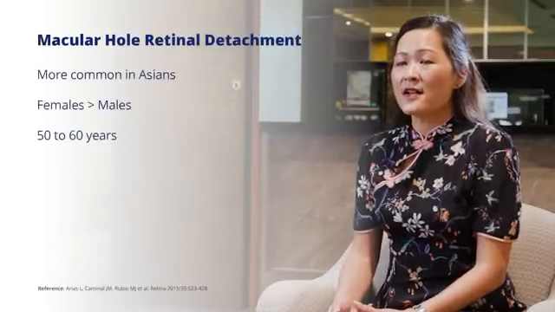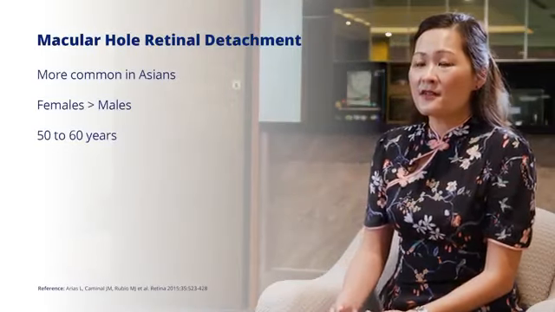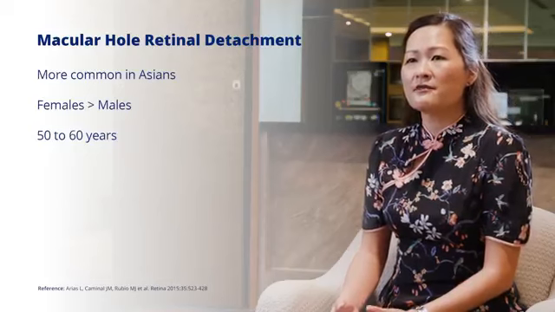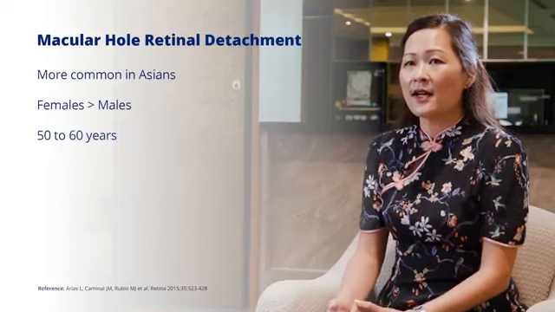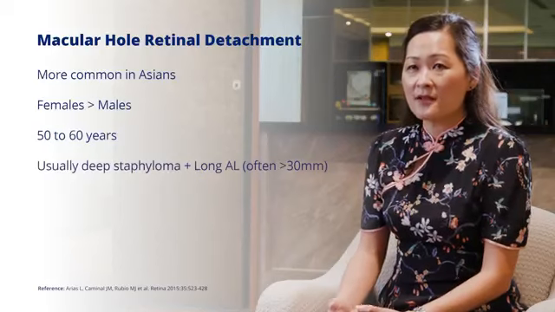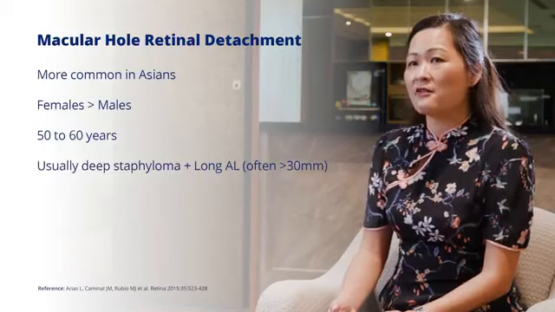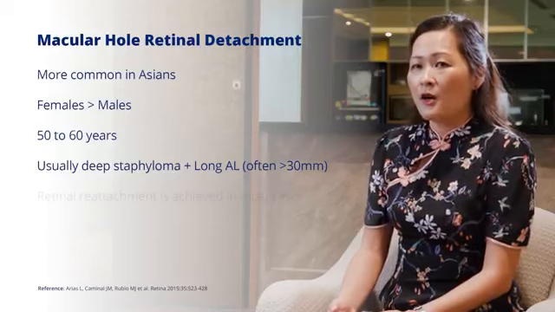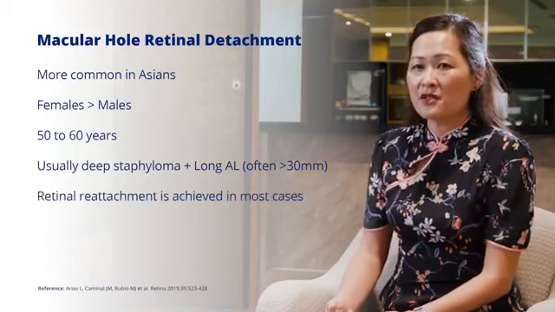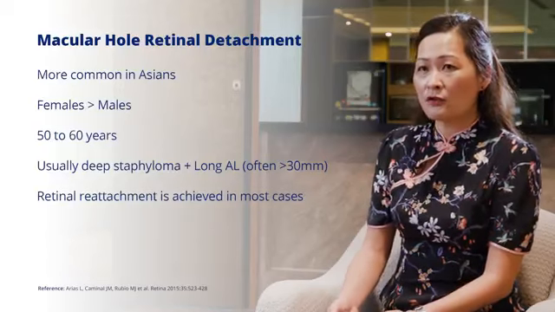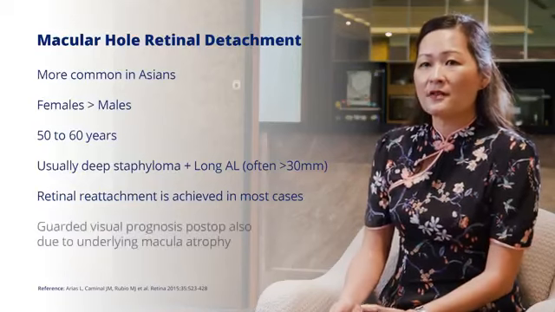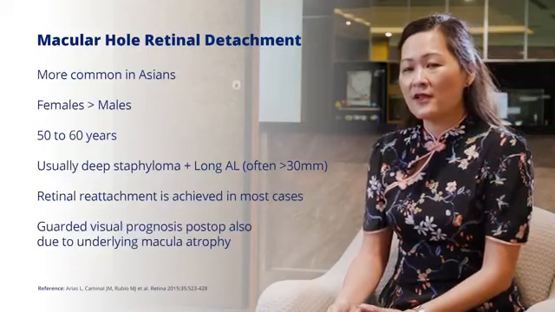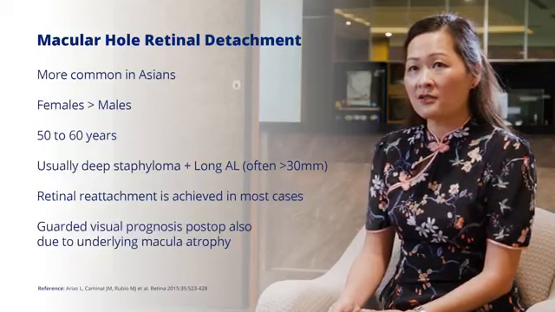Macular hole detachments are very challenging surgeries to result in good surgical success when it's in highly myopic eyes. Usually there's a deep staphyloma and the axial lengths are greater than 30 millimeters. While retinal attachment can be reachieved, the macular holes may not close in a large proportion of cases, and there's guarded visual prognosis even if there's closure because of underlying macular atrophy.